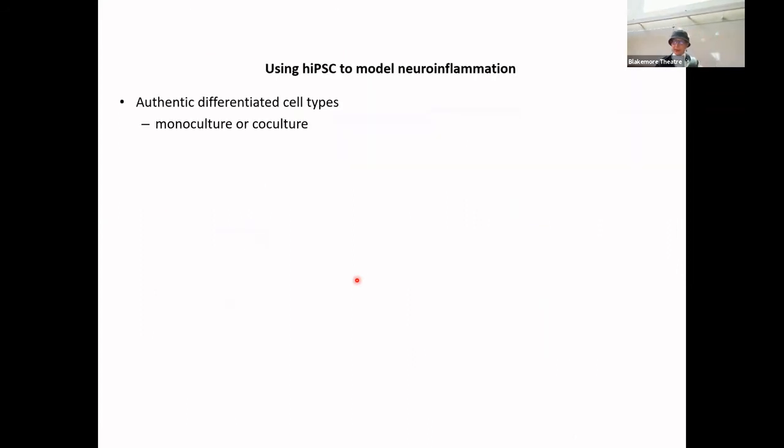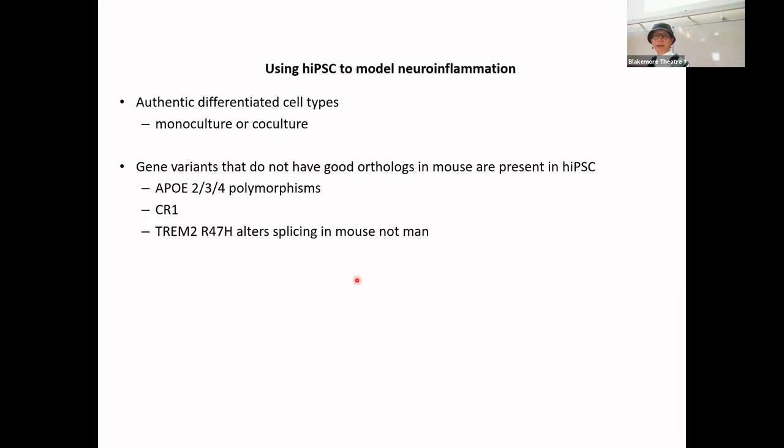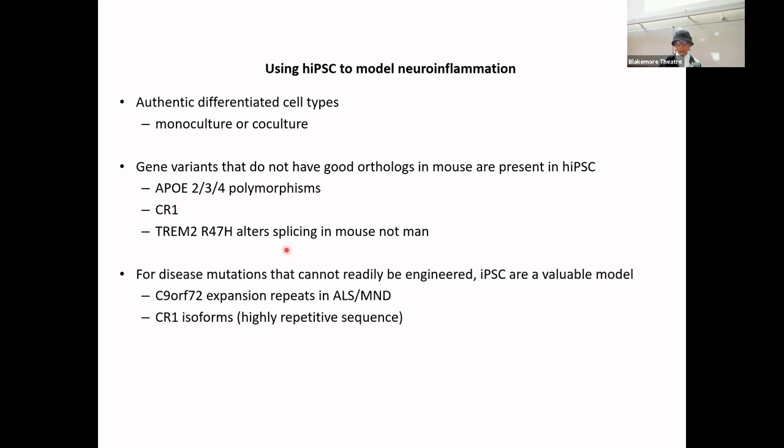But my speciality is to use iPS cells to model neuroinflammation, and it gives the advantages that we can work with authentic differentiated cell types in either monoculture or co-culture, that we have the correct gene variants, with the correct ApoE polymorphisms and correct human splicing and all the rest of it that I've already discussed. We can also work with disease mutations that can't be readily engineered into a mouse or into a cancer cell model. Things like the C9orf72 expansion repeats that you see in motor neurone disease, these are thousands of hexanucleotide repeats, and you can't really engineer that into a cell line, but we have them there from the patient iPS cells.